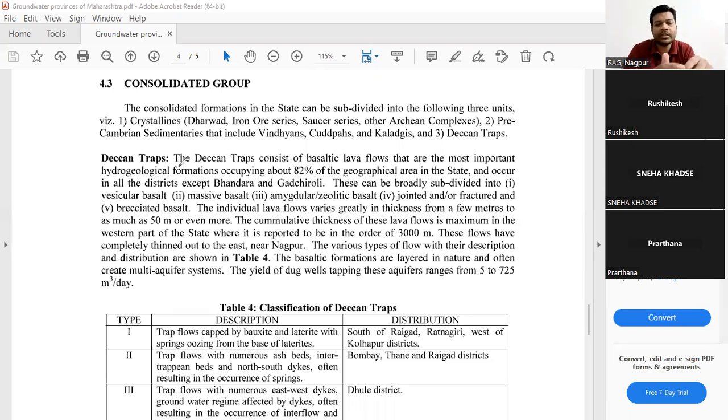Primary porosity is formed during the formation of the rock. It has secondary porosity, which means water can only be stored in the fractures or in the void spaces.